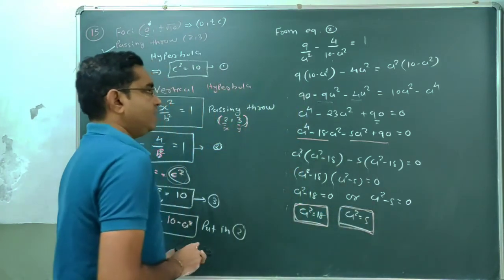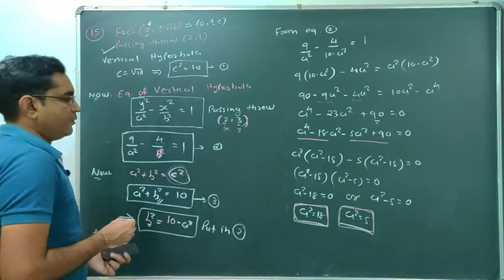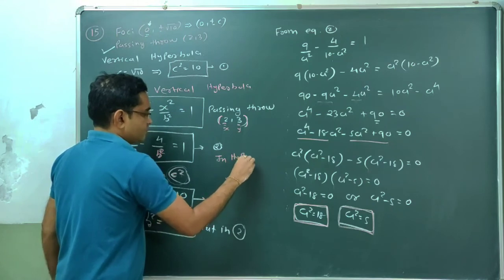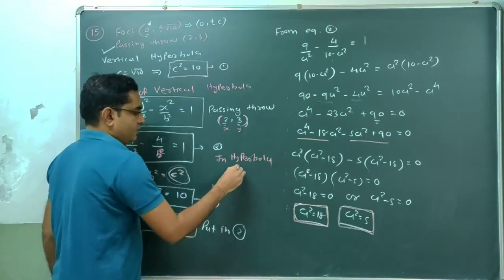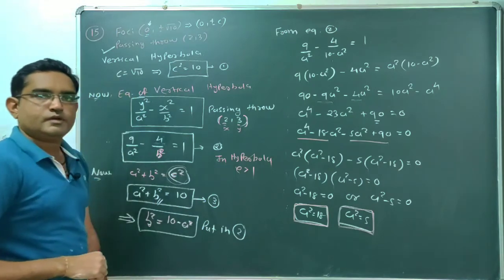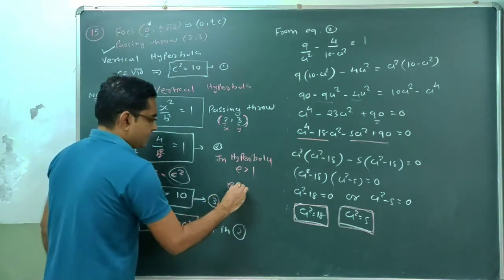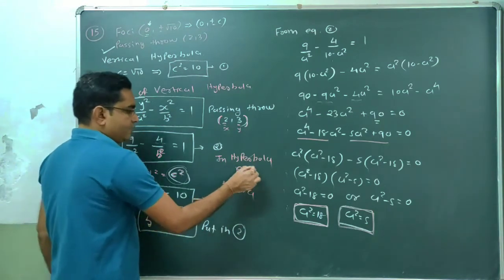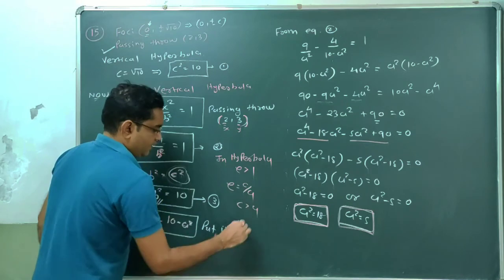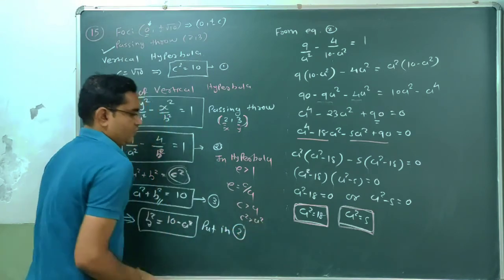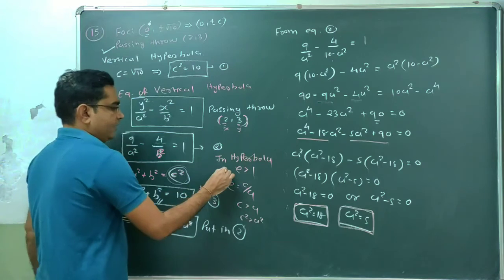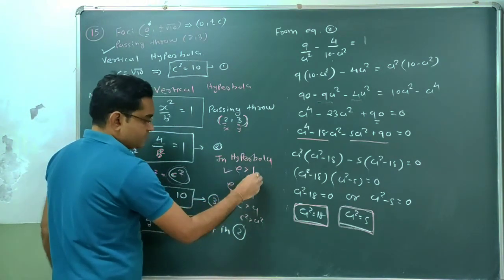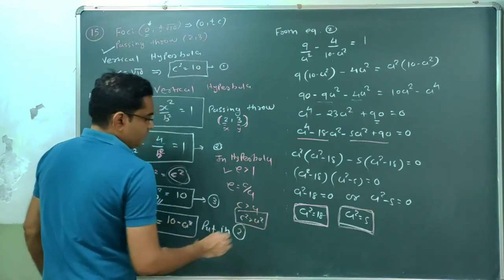Now this is the case of hyperbola, right? This is the case of hyperbola, and we know in case of hyperbola, eccentricity is always greater than 1. What is eccentricity? It's a ratio of c by a. Done. So for eccentricity to be greater than 1, c must be greater than a, and therefore c square must be greater than a square. For any hyperbola, eccentricity must be greater than 1, and for this case the condition is c square must be greater than a square.